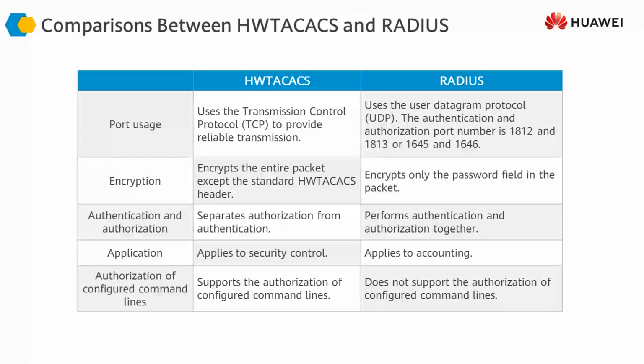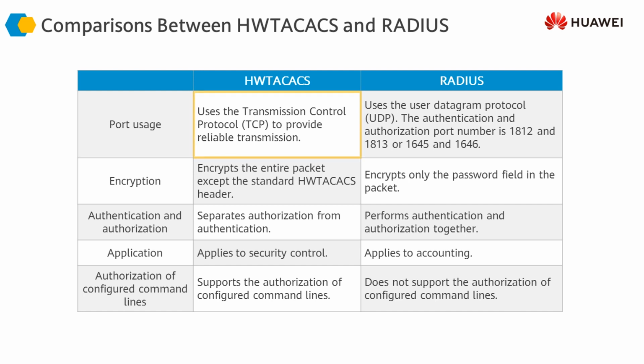We have seen that there are two options that we have. One is the Radius and the other one is the HW-TACACS or Huawei TACACS. What are the different advantages and disadvantages of using both? So going through this table shows that HW-TACACS is more reliable in transmission and encryption and is more reliable for security control.